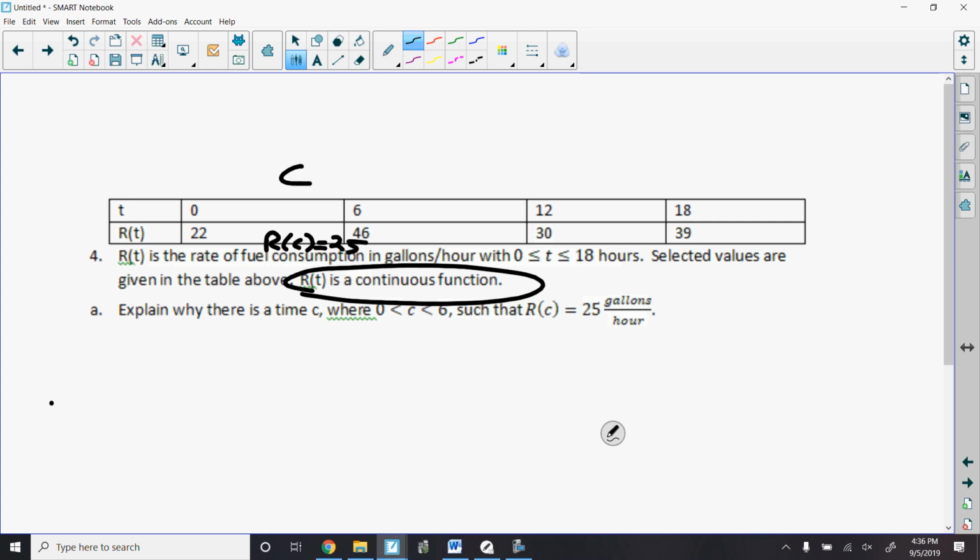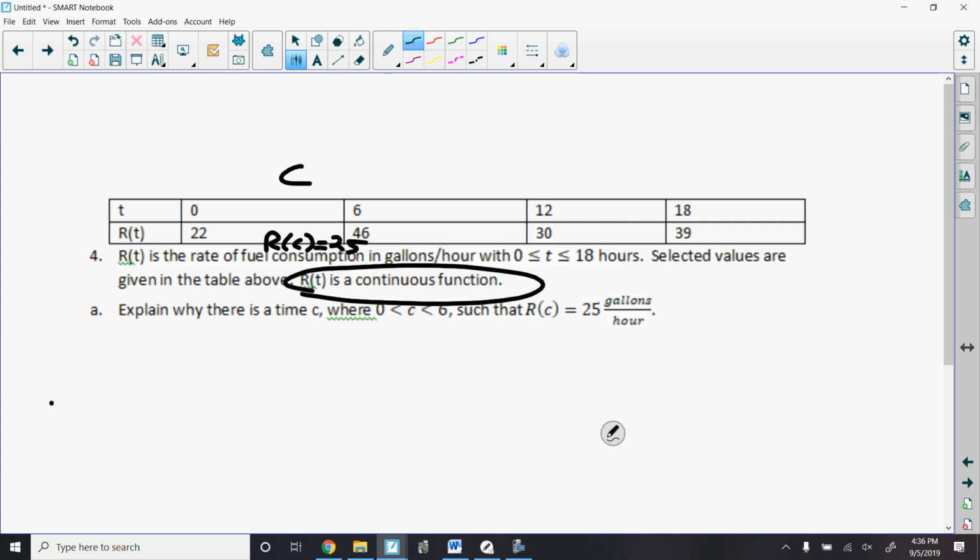So here's what we need in terms of an explanation here. I need to mention 3 things. I need to tell the grader that R is a continuous function. I need to state the surrounding values of R of 0 and R of 6. And then I just need to invoke the IVT.